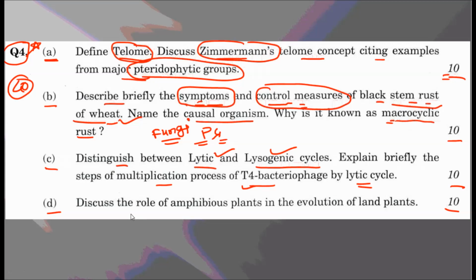All right. In the next sub question, they ask to discuss the role of amphibious plants in the evolution of land plants. That means you have to discuss the role of amphibious plants, which has a major role in the evolution of land plants. Amphibious plants, as you know, are bryophytes. Bryophytes are the amphibious plants in the plant kingdom, and you have to discuss the role of these bryophytes in the evolution of land plants.